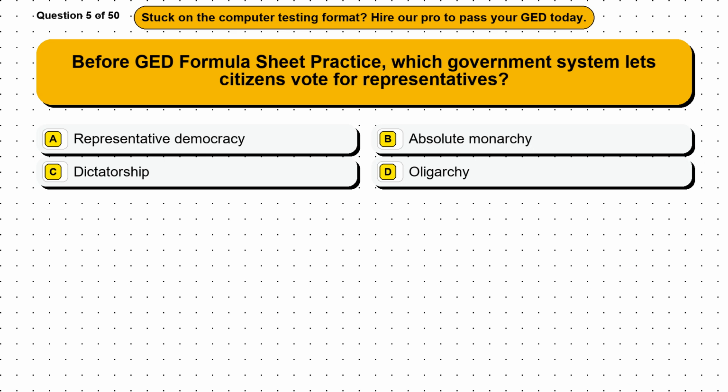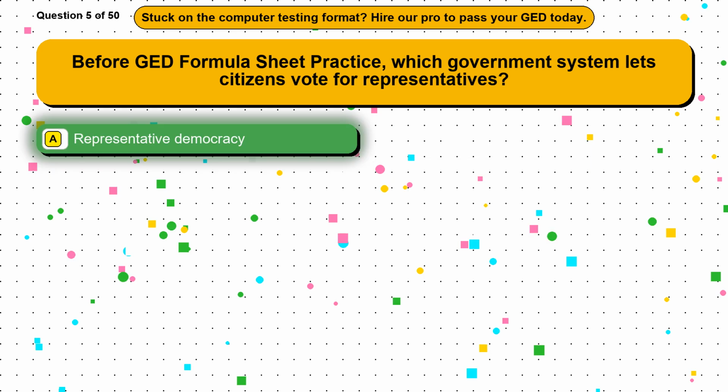Question 5. Before GED Formula Sheet Practice, which government system lets citizens vote for representatives? Option A, representative democracy. Option B, absolute monarchy. Option C, dictatorship. Option D, oligarchy. The correct answer is option A, representative democracy.